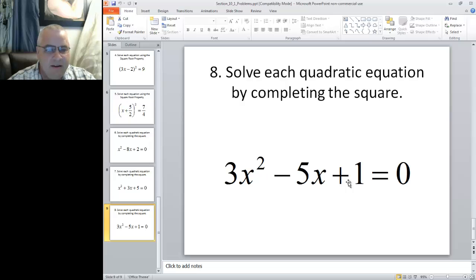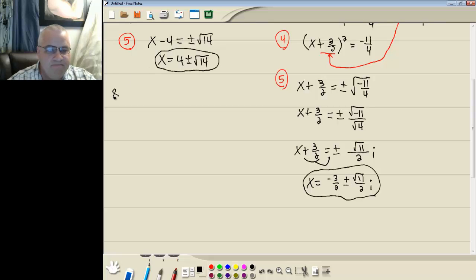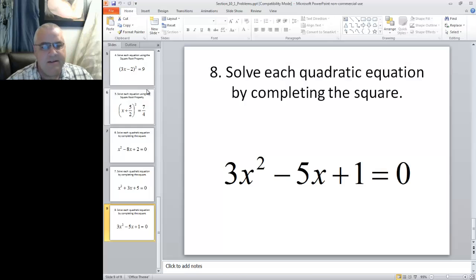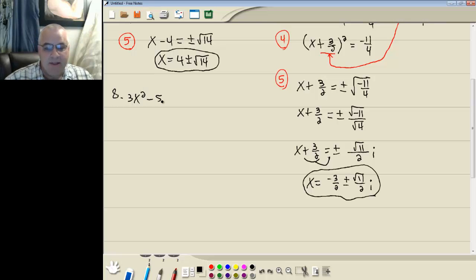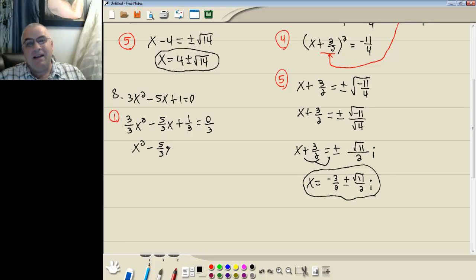We got 3x squared minus 5x plus 1 equals 0. Okay, step 1. Divide everything by the number in front of your x squared. Number in front of our x squared is 3, so we're going to divide everything by 3. So 3 divided by 3 x squared minus 5 divided by 3 x plus 1 divided by 3 is equal to 0 divided by 3. These 3s are going to cancel, and we got x squared minus 5/3 x plus 1/3 equals 0 divided by 3, which is 0.